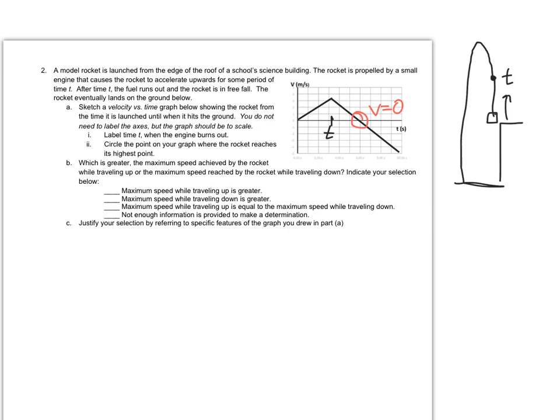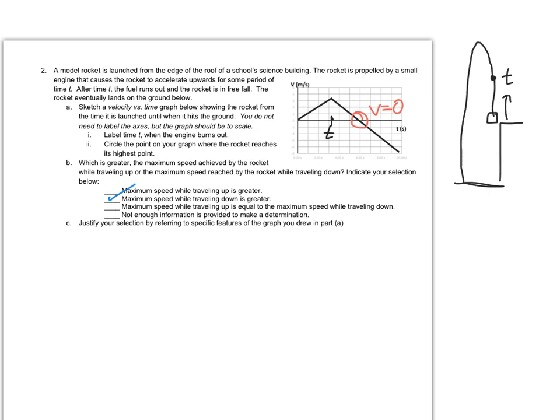So for this next question, it asks where the maximum speed achieved by the rocket is going to be greatest while traveling up or while traveling down. And the correct answer here is the maximum speed is going to be greater while traveling down. And we want to justify this in part C with specific features of the graph.